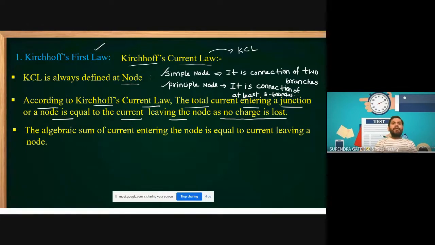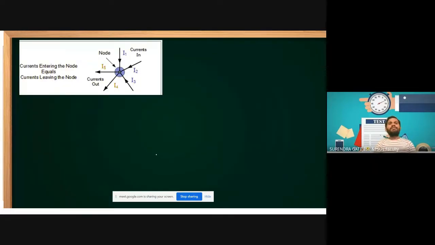Yes, friends. One more statement with respect to KCL: the algebraic sum of currents entering the node is equal to the current leaving the node. That is, the sum of the entering currents is equal to the sum of the leaving currents. That is exactly KCL. If there are more currents, take the sum of the currents.